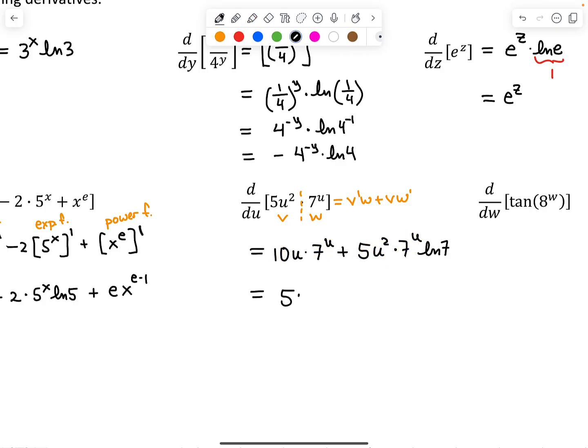So 5u, 7 to the u, factor it out. That would leave 2 plus u times natural log 7. And here's a factored version of this derivative.